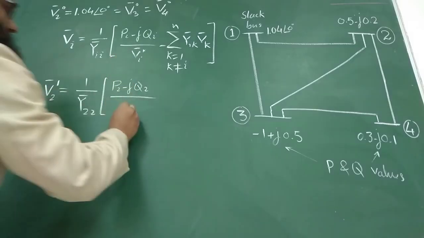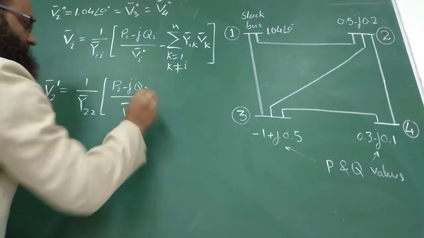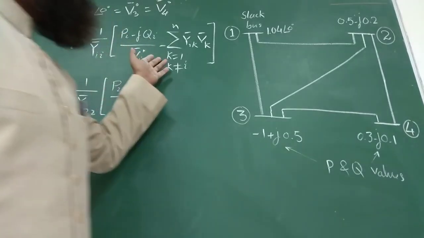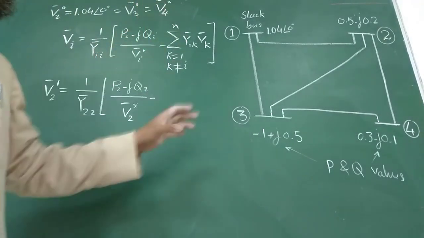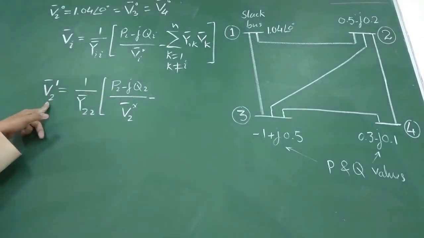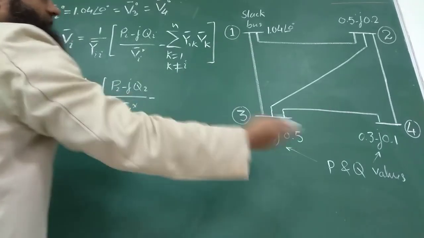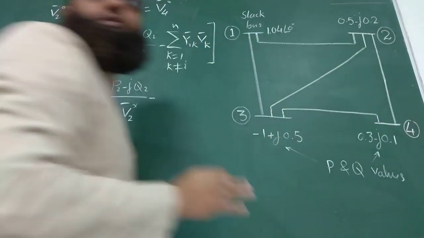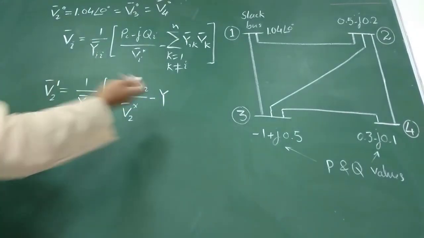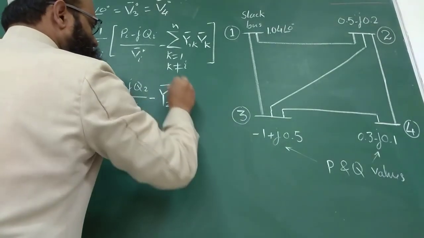So here it is V2, what will it be? Star, minus. We have k equal to 1 to n, so 1 includes this also. K not equal to i means we are going to write for the second bus, so the second bus will not be there. We have just 3, so except this we have to write for this and this. So the 3 terms of this can be written separately. So this will be, i is 2, so Yik will be, for k equal to 1, Y21 V1.